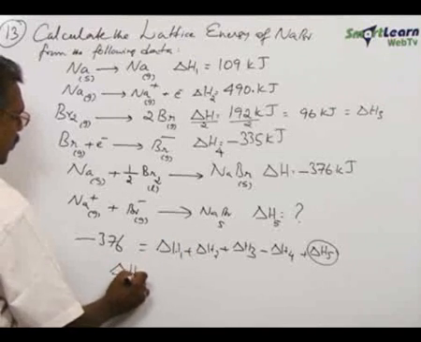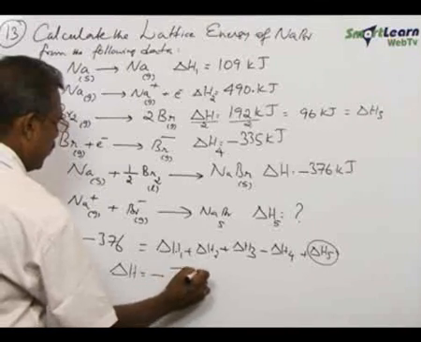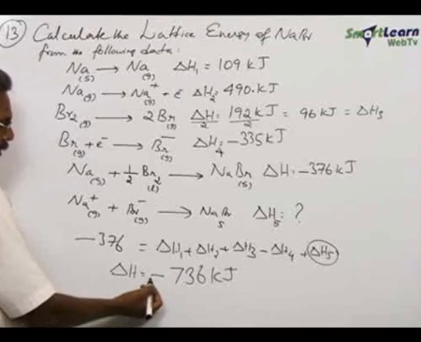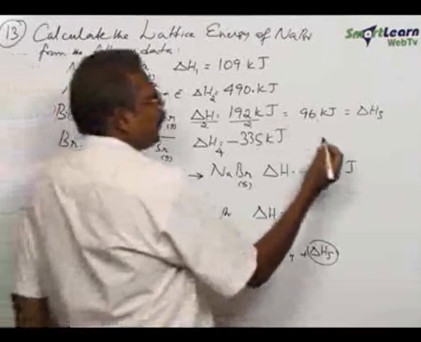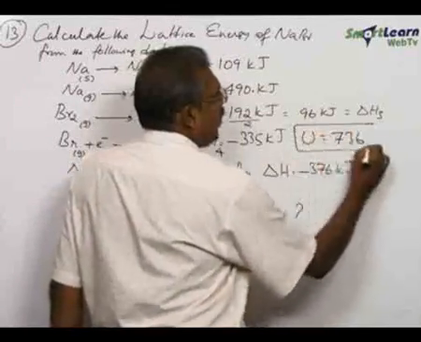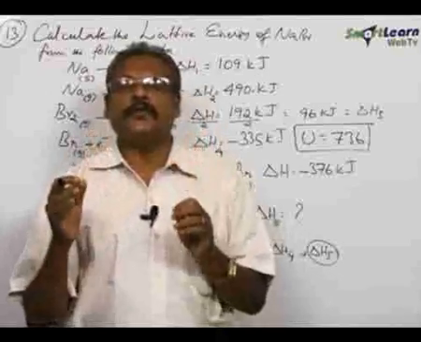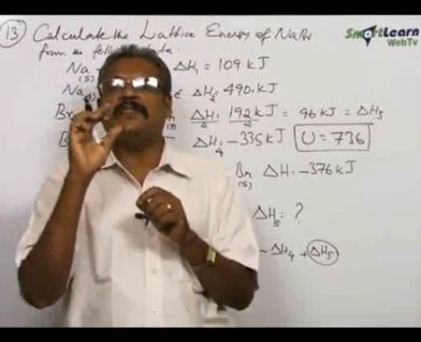So del H value comes first as minus 736 kilojoule, and lattice energy is always expressed as positive, therefore U is equal to 736. So the lattice energy is 736 kilojoule. For sodium bromide formation, the lattice energy is plus 736 kilojoule.